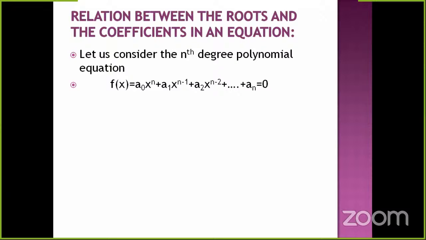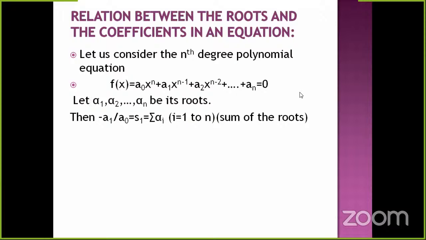That is f of x is equal to a0 x power n plus a1 x power n minus 1 plus a2 x power n minus 2 and so on, equal to 0. Here a0 is not equal to 0, and this is an nth degree polynomial equation. Now let us put the roots as alpha 1, alpha 2, and so on up to alpha n. Then the relation between the coefficients and roots can be derived as S1 equals minus a1 by a0. So you observe here that it is minus the coefficient of x power n minus 1 by the coefficient of x power n.